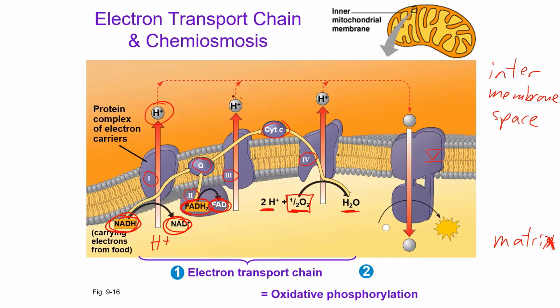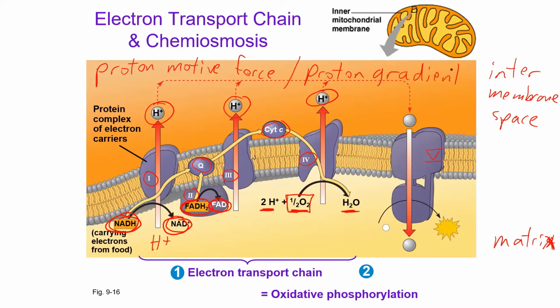What does matter is we have a whole bunch of protons that are ending up in the intermembrane space, and what we're getting here is something that we call a proton motive force. You can also call it a proton gradient. Meaning that we have a high concentration of these hydrogen ions in the intermembrane space and a low concentration way down there in the matrix. So that is the electron transport chain in a nutshell.